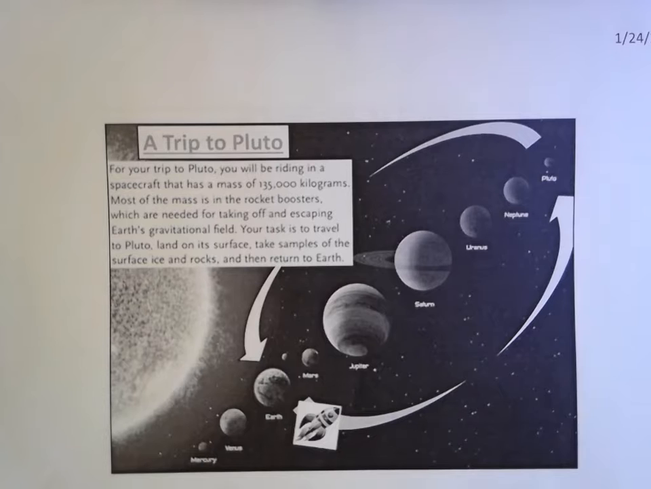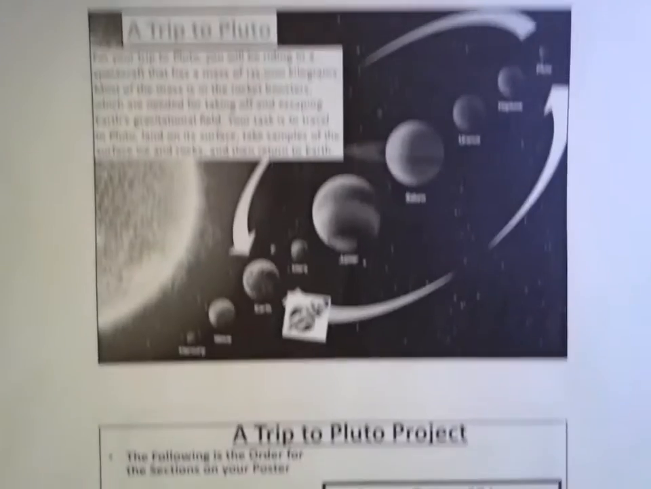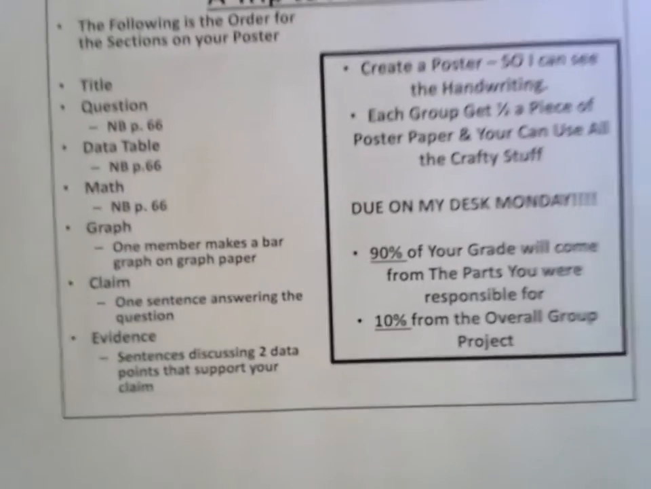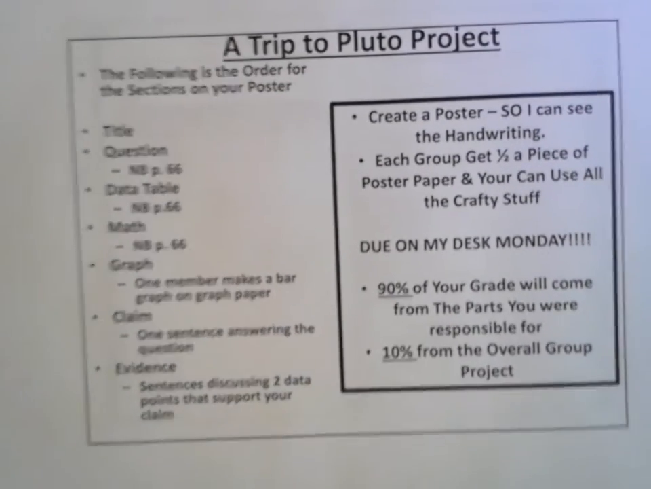For your trip to Pluto, you'll be riding a spacecraft that has a mass of 135,000 kilograms. Most of the mass in this rocket is in the rocket boosters, which are needed for taking off and escaping Earth's gravitational field. Your task is to travel to Pluto, land on its surface, take samples of the surface ice and rocks, and then return to Earth. That's the background information. I've changed the order of things. So here are the instructions for your poster project.